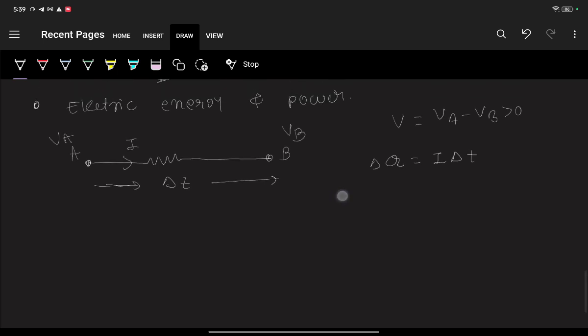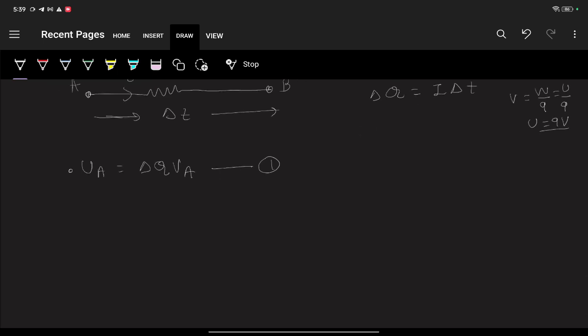Now let's talk about potential energy. So potential energy U can be written as delta Q into VA, since potential is given by work done per unit charge, or we can say energy by charge. So we can write energy as Q times V. By that, potential energy at A is delta Q into VA. We can also write potential energy at B as delta Q into VB, right?